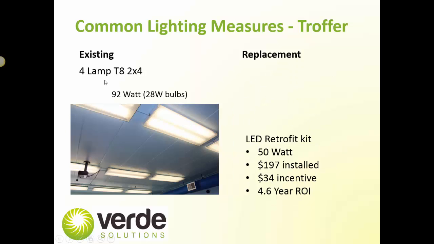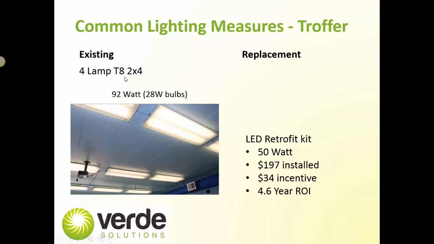Here's a 4 lamp T8 2 by 4. This is actually a picture of a wrap. So if it was a troffer, it would be sort of inside the ceiling and it would be flush with the ceiling. And you'd probably see some grid, some other gridded ceiling. Here, these are wrap fixtures, so they're surface mounted and they go below. Just some of the terminology. This is an actual wrap fixture.